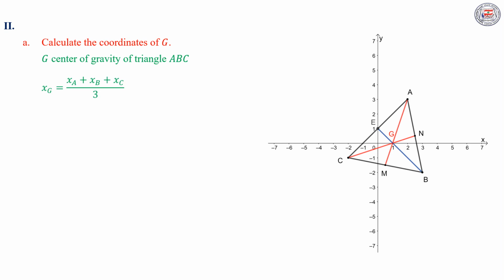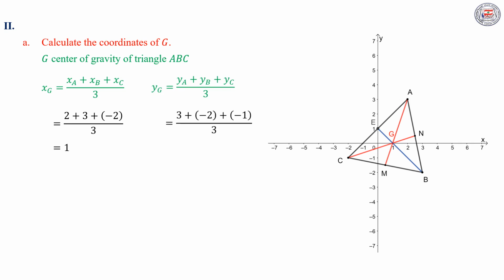xG is equal to (xA plus xB plus xC) over 3 equal (2 plus 3 plus minus 2) over 3 equal 1. And yG equals (yA plus yB plus yC) over 3 equals (3 plus minus 2 plus minus 1) over 3 equals 0. Then the coordinates of G are (1, 0).